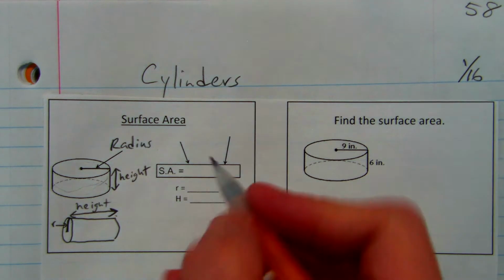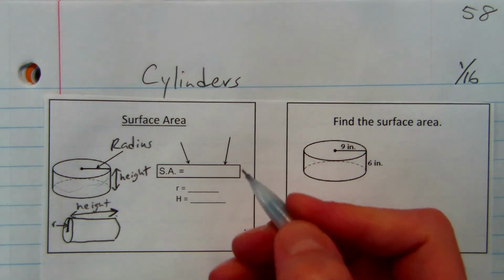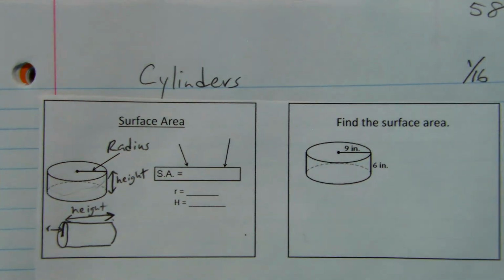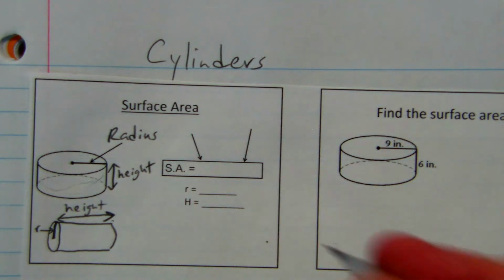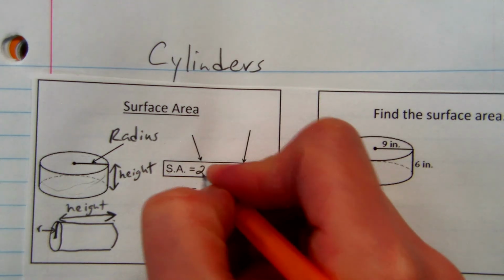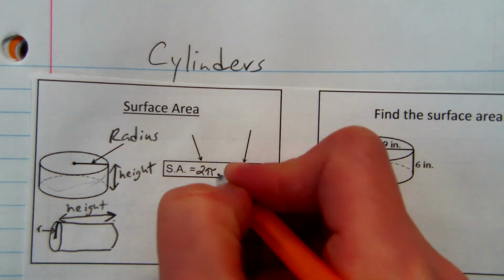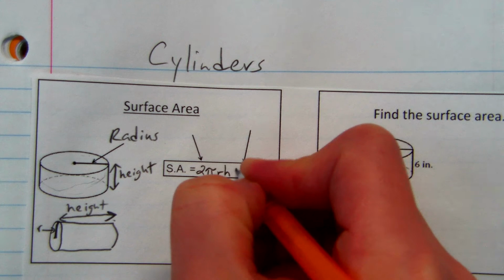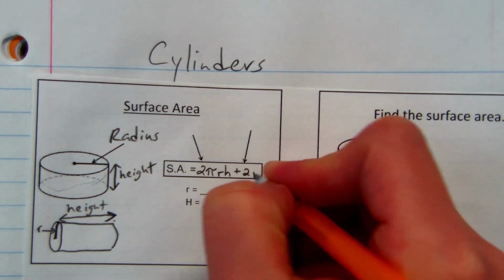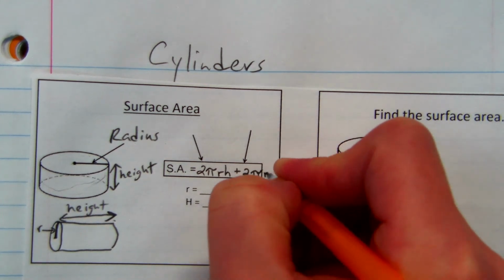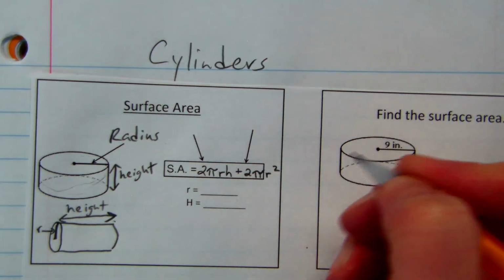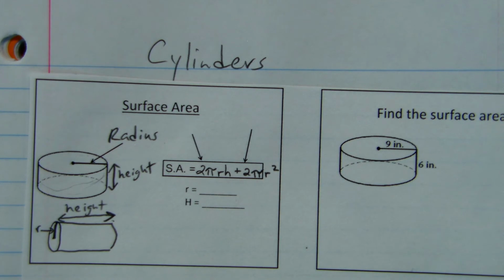The formula that's going to go in this box has SA for surface area, and I don't know if this box looks big enough, but we'll try to squeeze it in. It's 2 pi RH plus 2 pi r squared. So I almost fit it in the box, but not quite.